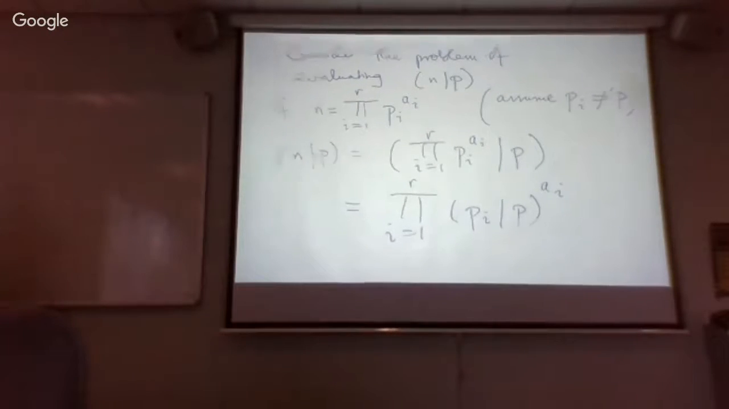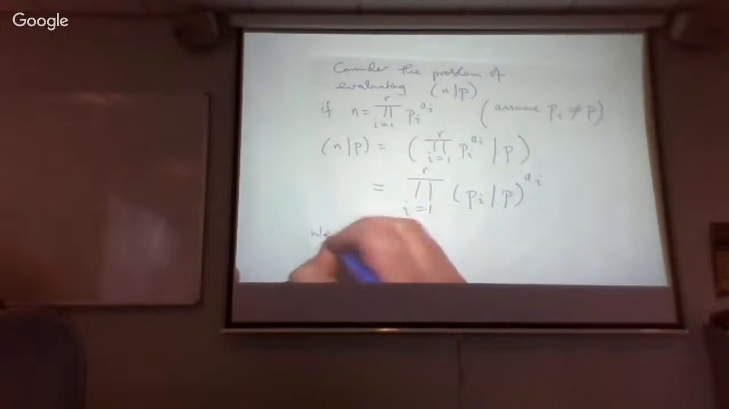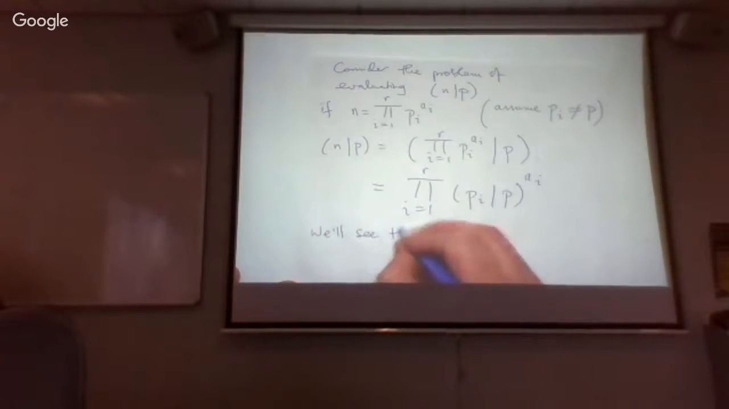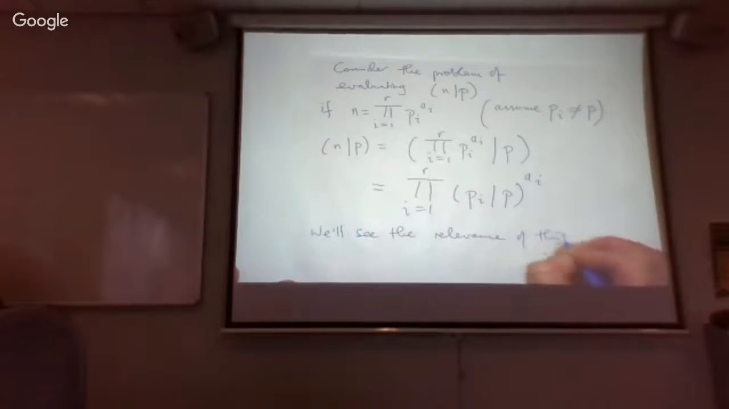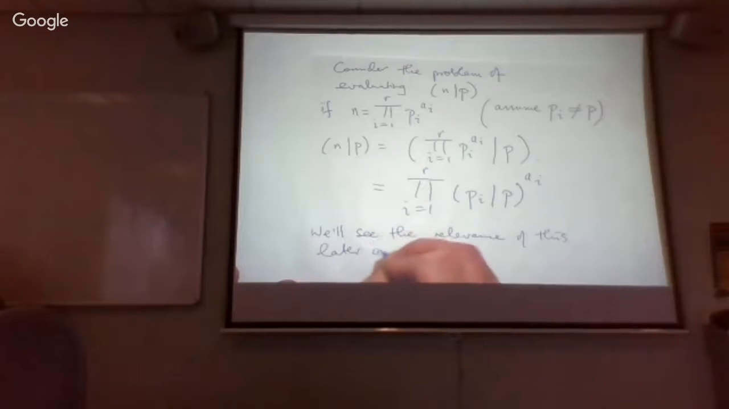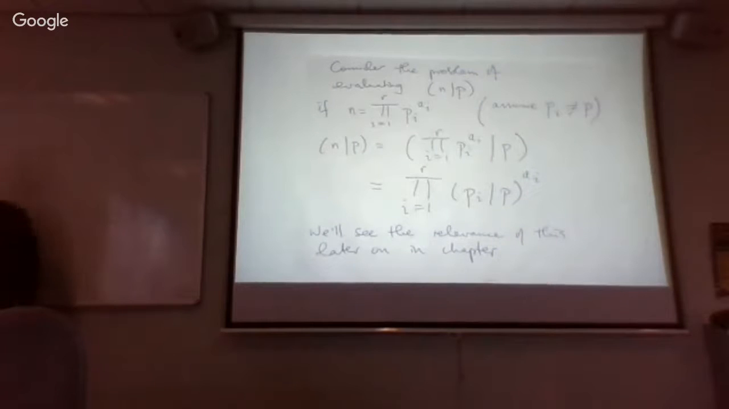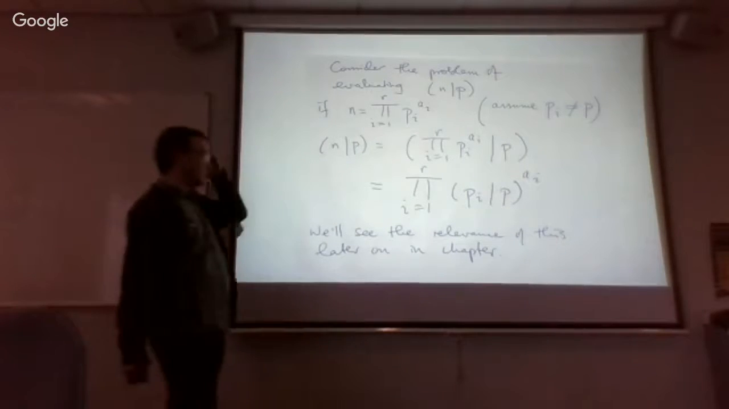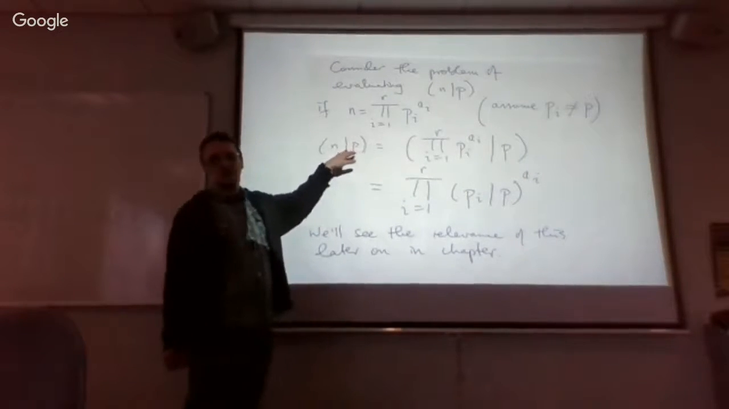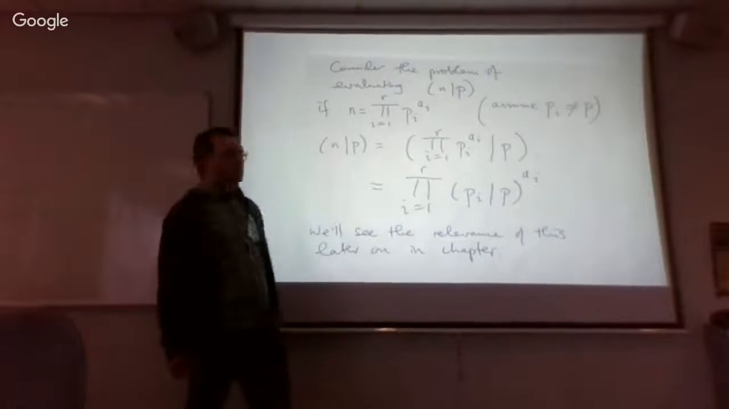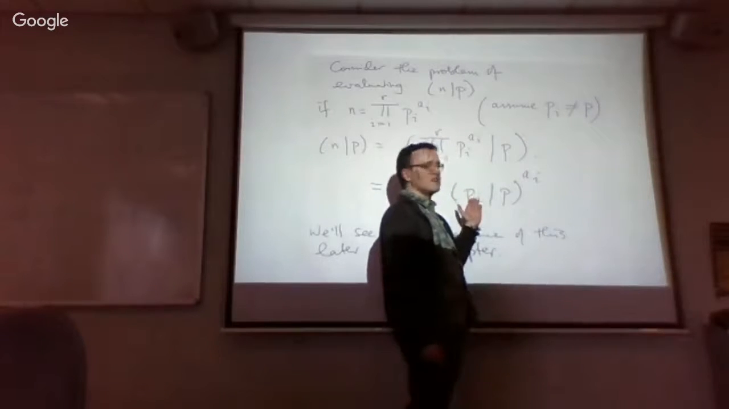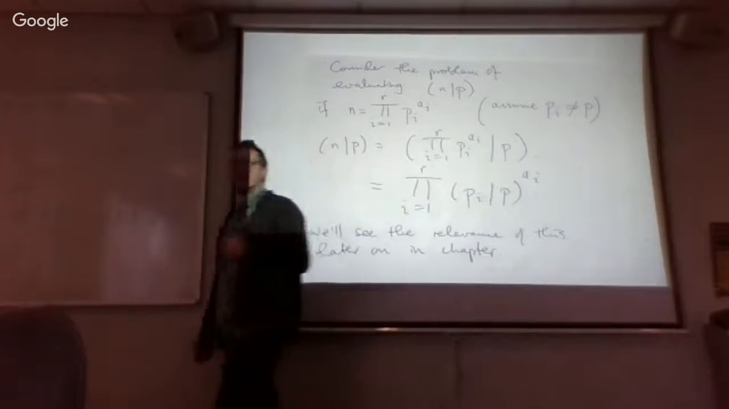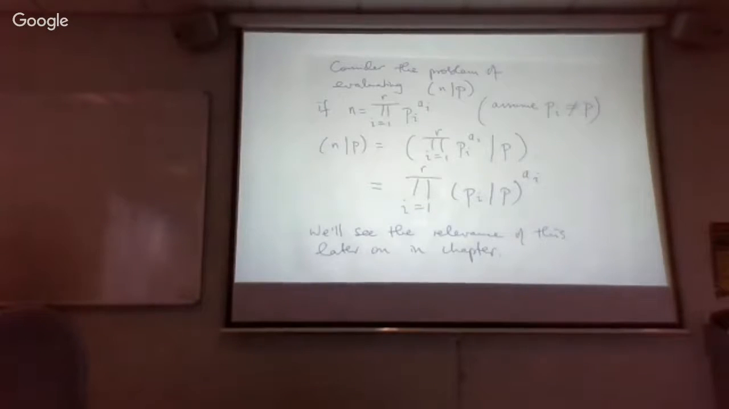Okay. So we'll see the relevance of this observation later on in the chapter. This will be the route through which we'll be able to answer this general problem of how to evaluate the Legendre symbol on any n. We'll be able to answer it by boiling the question down to what's the residue status of one prime modulo another one. Okay.